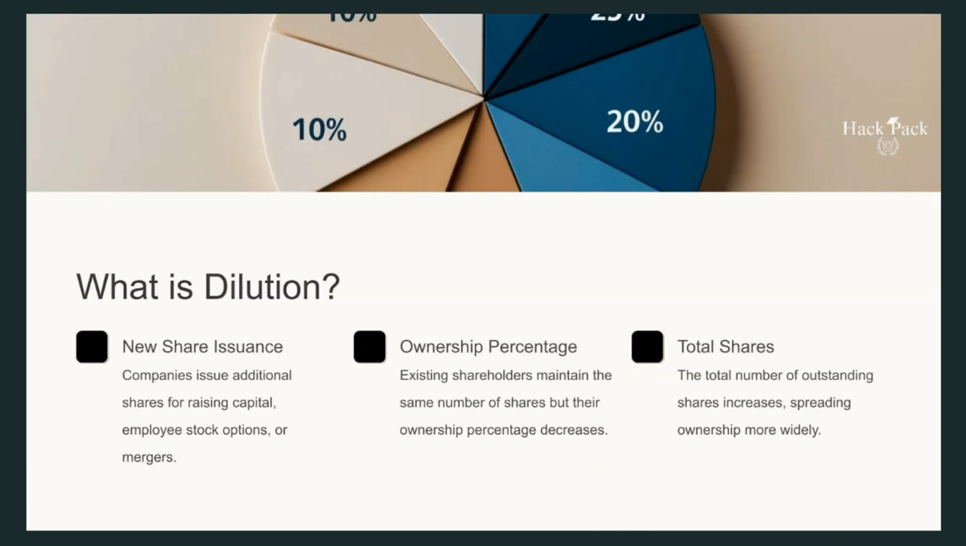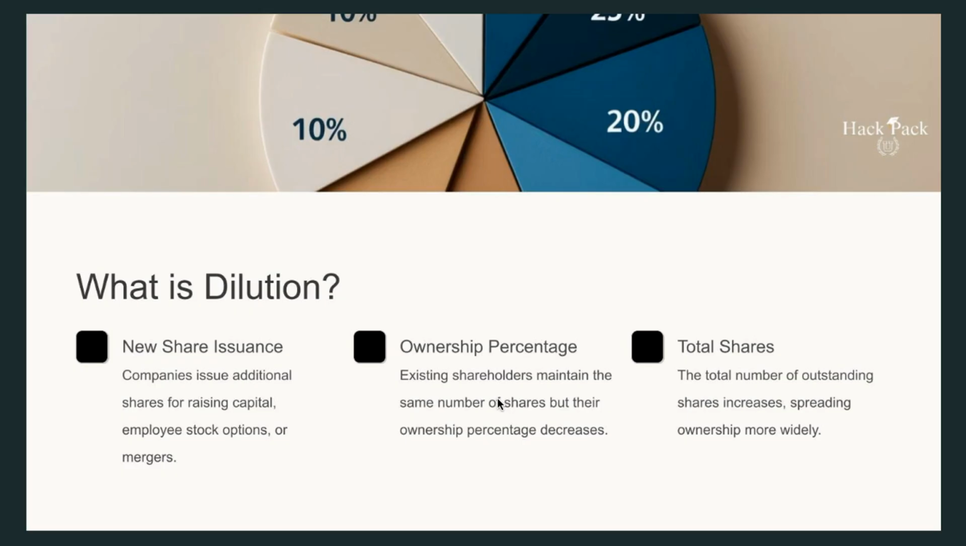So what is dilution? New shares issued. In this case, new licenses are issued through companies like AppSumo. Companies issue additional shares for raising capital, employee stock options, or mergers. So use this as LTDs trying to raise additional capital, right? Ownership percentages: this does not apply to you because you do not own the company. You're really an early investor, indirectly, in the tool and the growth, right?